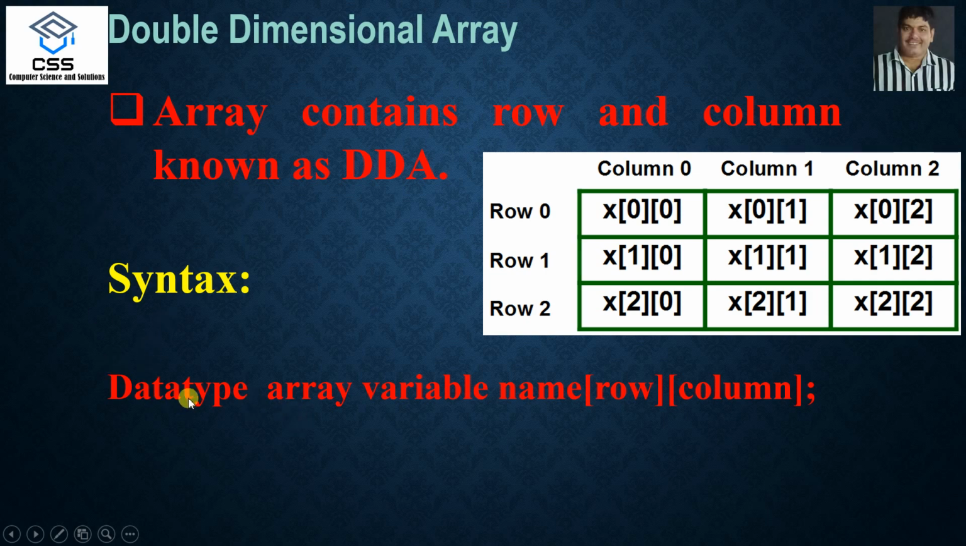So its syntax is data type, array variable, row and column, meaning how many rows you want to store and how many columns you want to store. The total number of elements the double dimensional array can hold is calculated by multiplying rows and columns. You must remember that no dimension of a double dimensional array should be 1, and the total number of elements must be equal to the rows multiplied by the columns.